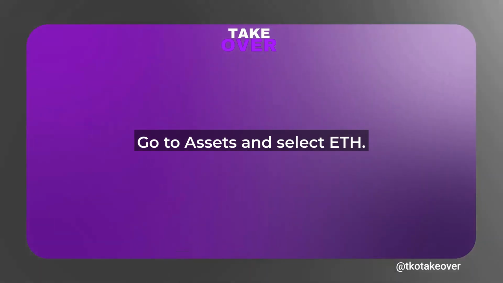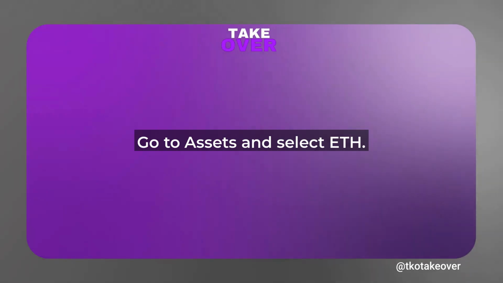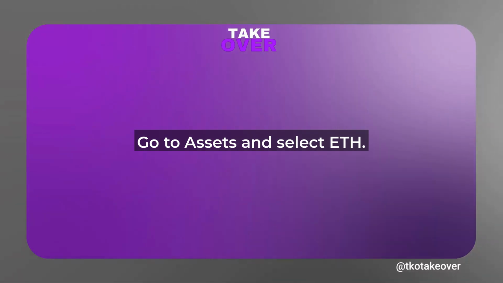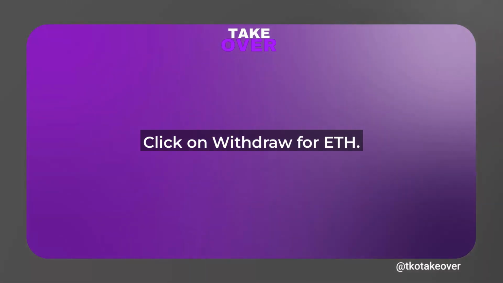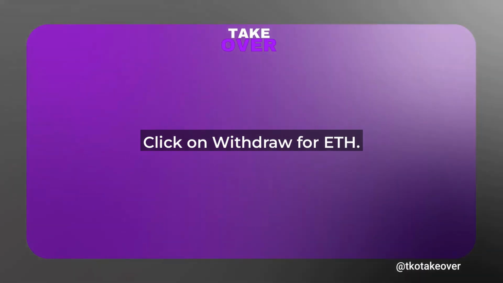First, ensure you have active accounts on both Kucoin and Coinbase, and that you have some ETH in your Kucoin wallet. Start by logging into your Kucoin account. Once you're in, navigate to the Assets section and select ETH from your list of holdings. Next, click on the Withdraw option for ETH.